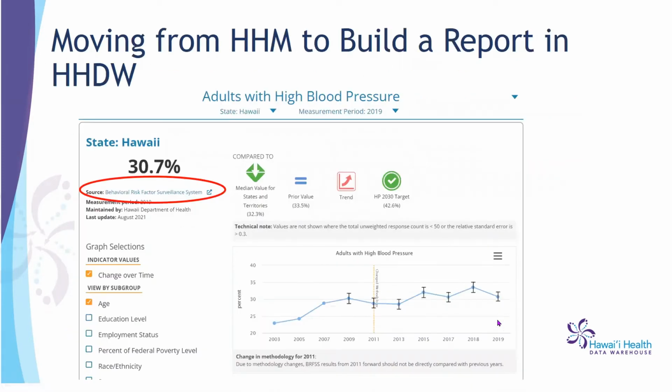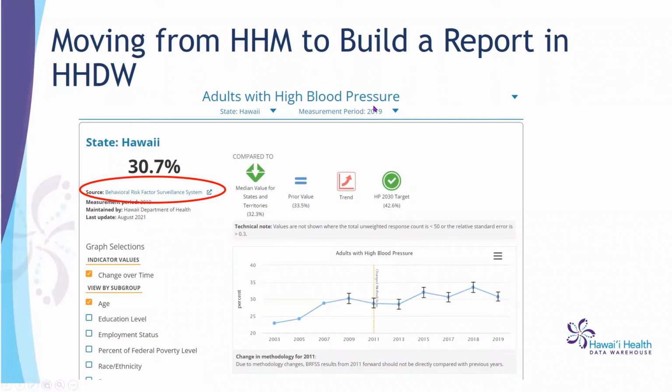The last thing I just want to show you today, for tips, is when you are in HHM and you are dealing with data that's managed by the Hawaii Department of Health, data that's managed by HHGW, oftentimes you will see this little external arrow with your data source. When that happens, you can click on that to go directly to the Build Your Report feature in HHGW to do more work on this indicator.